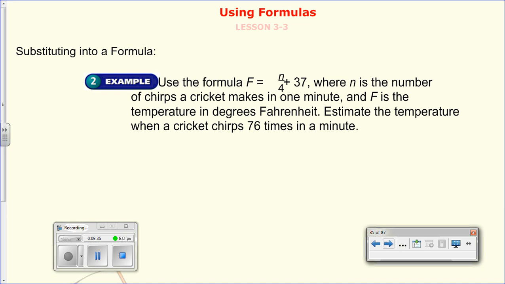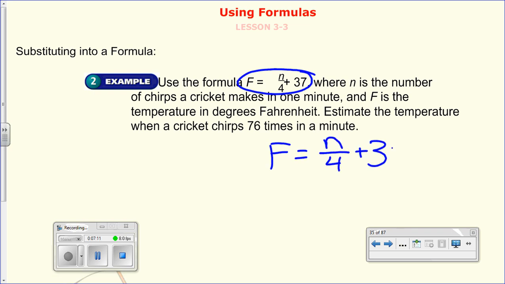All right, so now we're going to substitute into a formula. On number 2 here, this is the one with the crickets. Use the formula F is equal to n divided by 4 plus 37, where n is the number of chirps a cricket makes in a minute, and F is the temperature in degrees Fahrenheit. Estimate the temperature if a cricket chirps 76 times in a minute. All right, so this is our formula we're going to use. F, meaning the temperature, is equal to the number of chirps in a minute divided by 4 plus 37. So that's what we need to use.